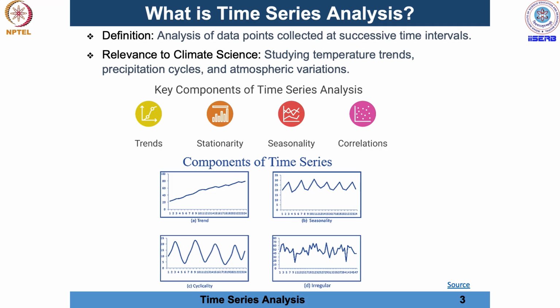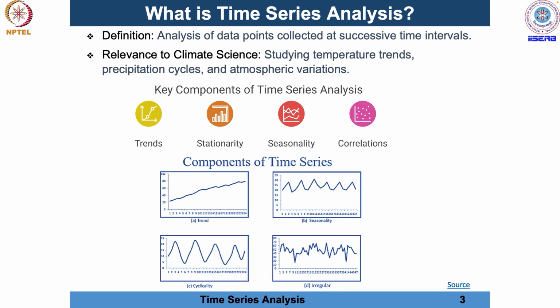You essentially have data points at definite time intervals, and you plot the data and look at whether it shows any change in behavior, or whether it is fluctuating in nature or stationary over time. This is a simple explanation of time series analysis, where you analyze data points collected at successive time intervals. What is their relevance in climate science?